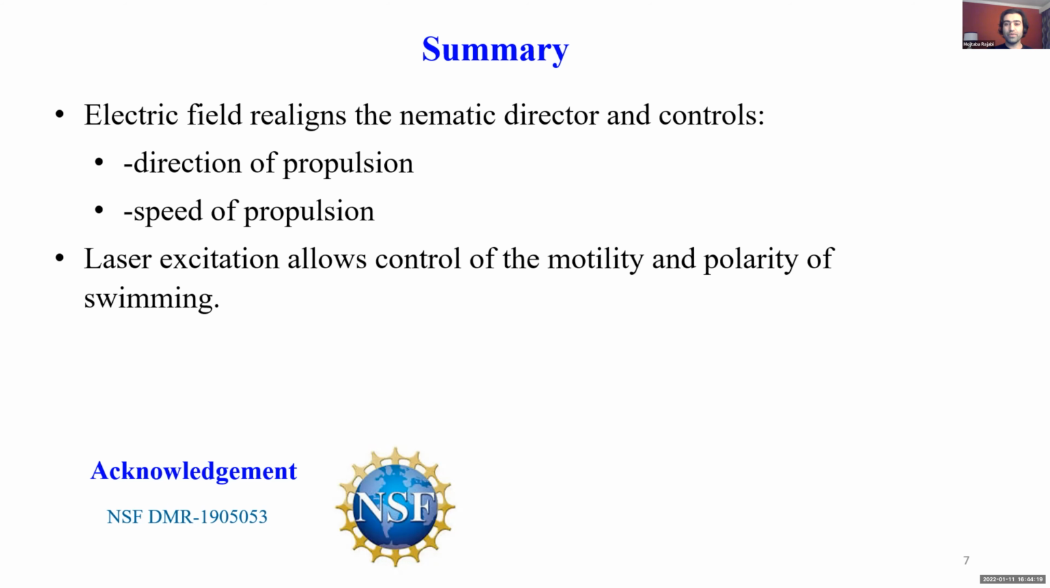Well, there is a lot to do with this system. One nice project that my colleague is doing is investigating the interaction of two droplets, for example, which could be a nice project.